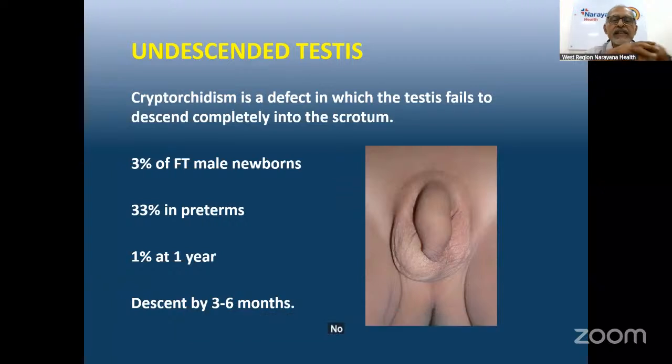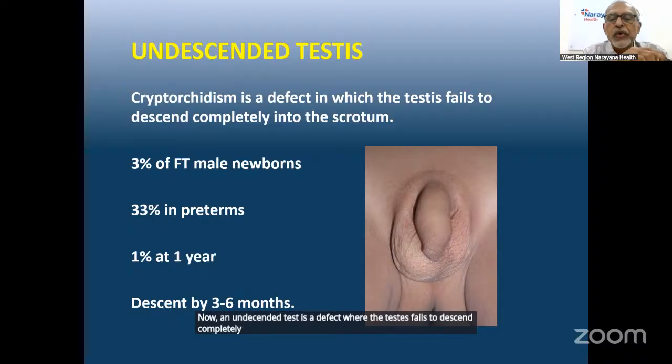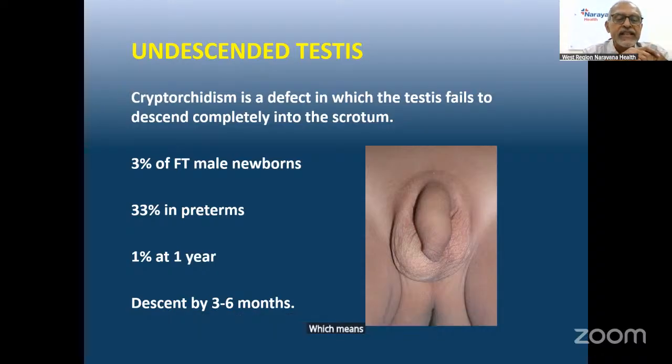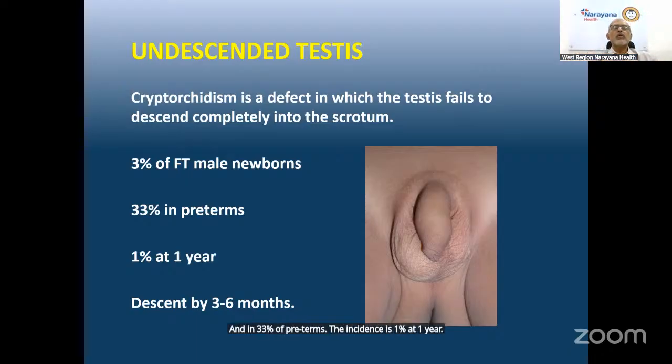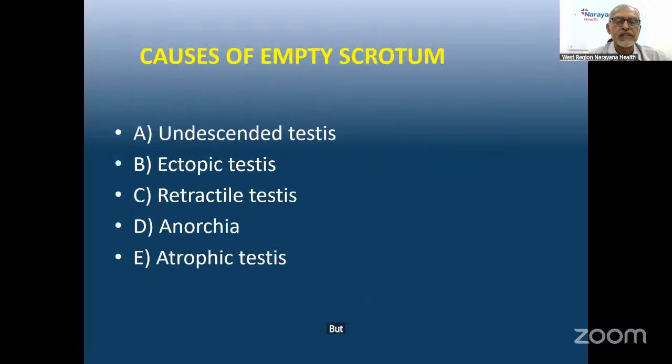Now, an undescended testes is a defect where the testes fails to descend completely into the scrotum, also called cryptorchidism, which means basically a hidden testes. It's present in about 3% of full-term male newborns and in 33% of preterms. The incidence is 1% at 1 year. The descent of the testes takes place mostly in the months just before birth, and sometimes this process can continue after birth up to about 6 months, but no longer than 6 months.